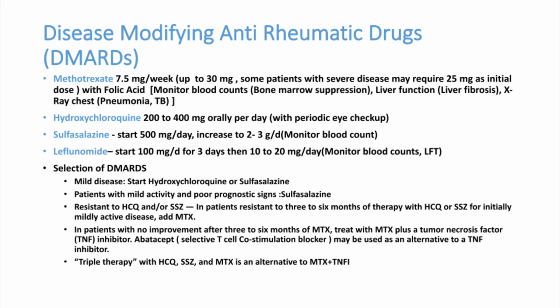Hydroxychloroquine is another drug which can be given in this type of patients, but a periodic eye checkup is very, very important to avoid retinal pigmentation. Sulfasalazine 500 mg per day can be increased to 500 mg 3 times daily or 1 gram 3 times daily. Blood count should be monitored. Leflunomide is another drug, 100 milligram per day for 3 days, then 10 to 20 milligram per day. We should follow blood counts and liver function.